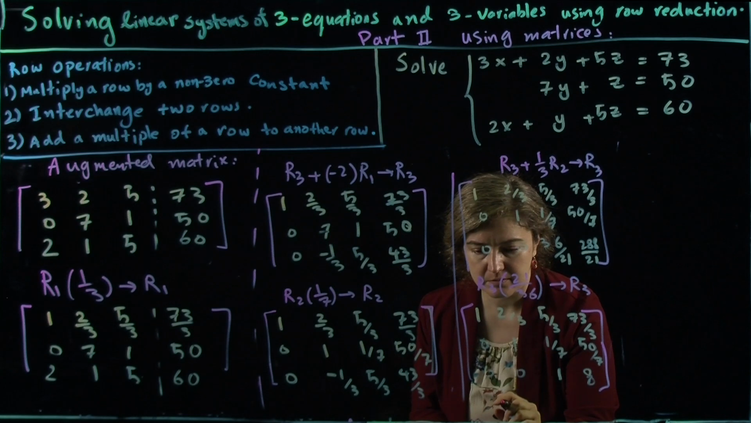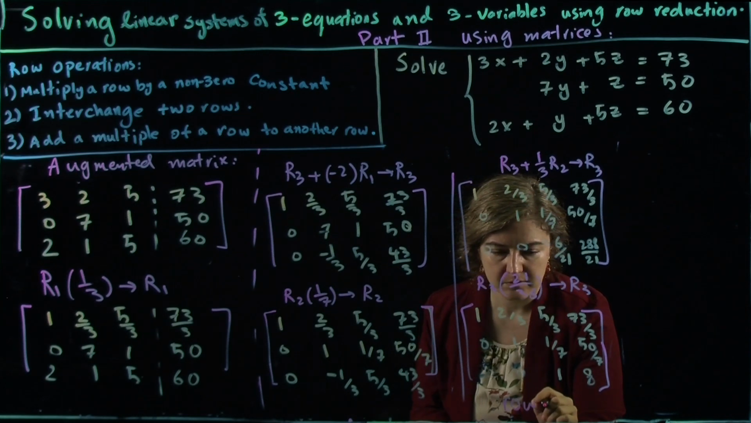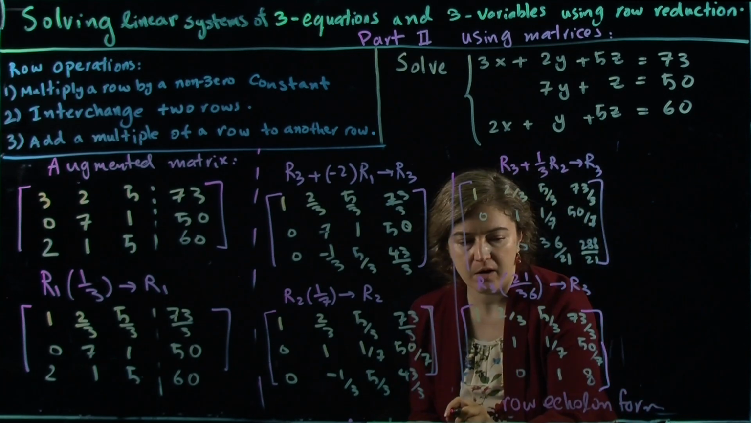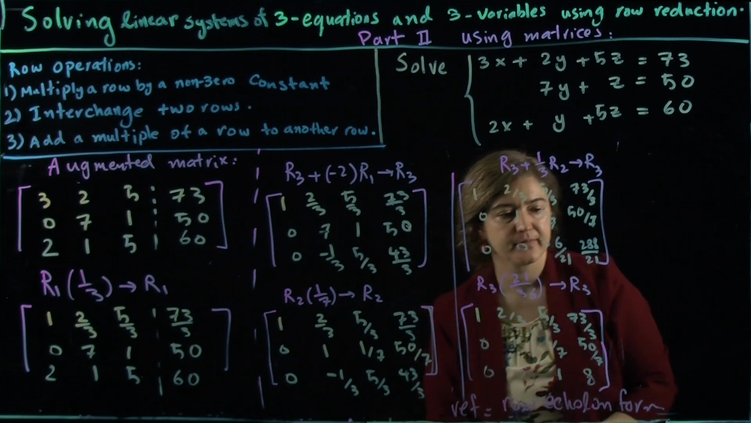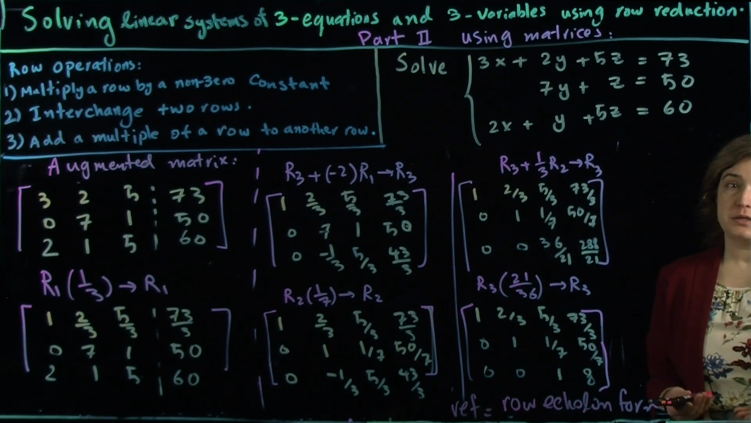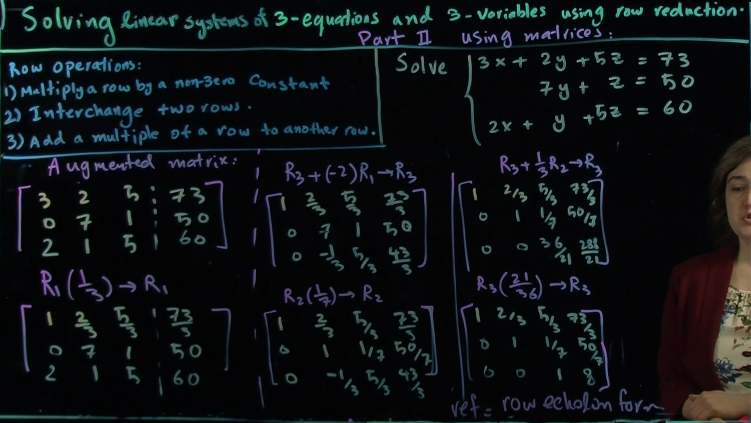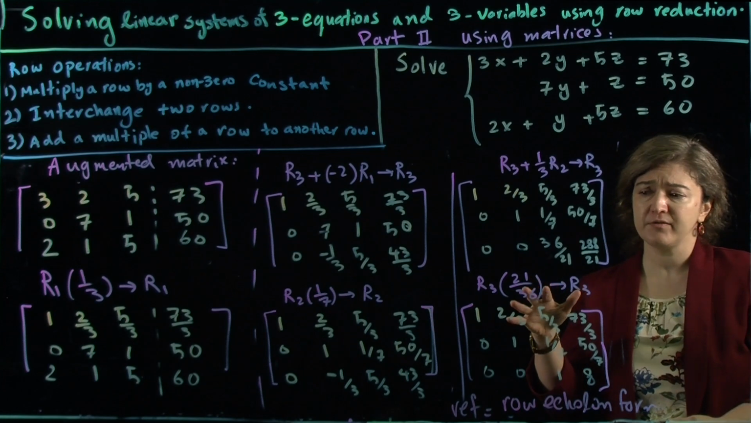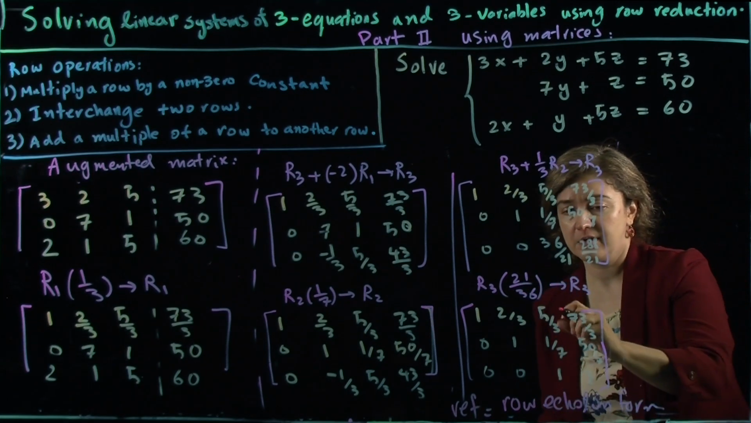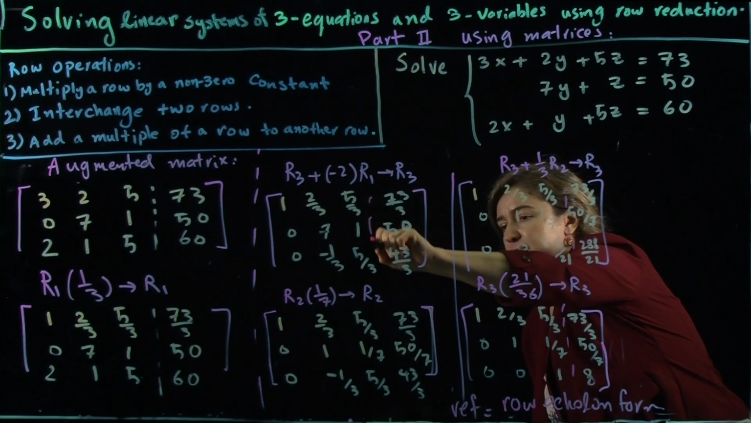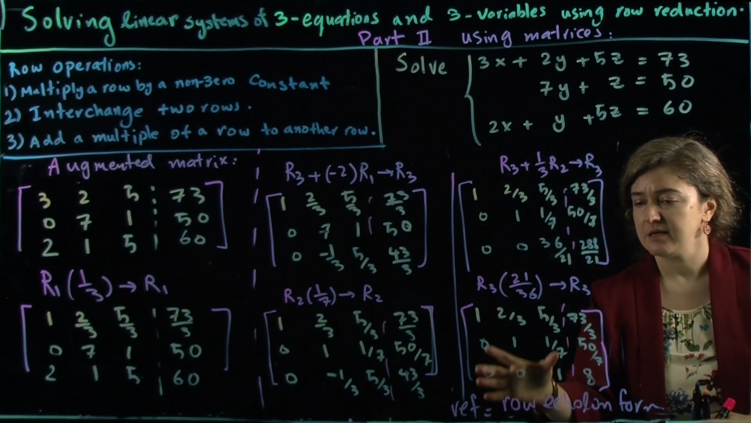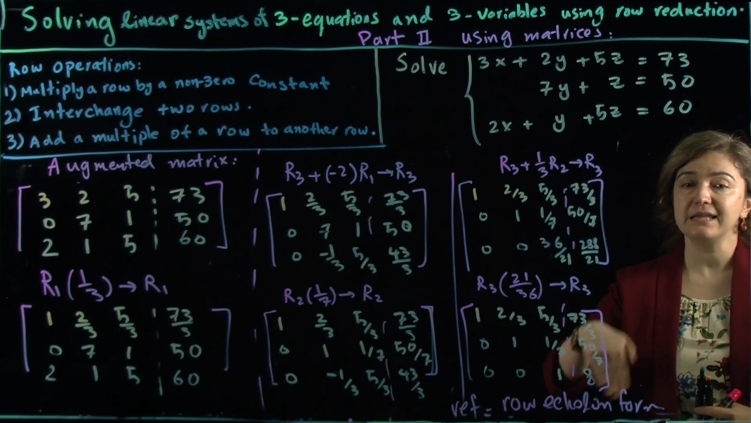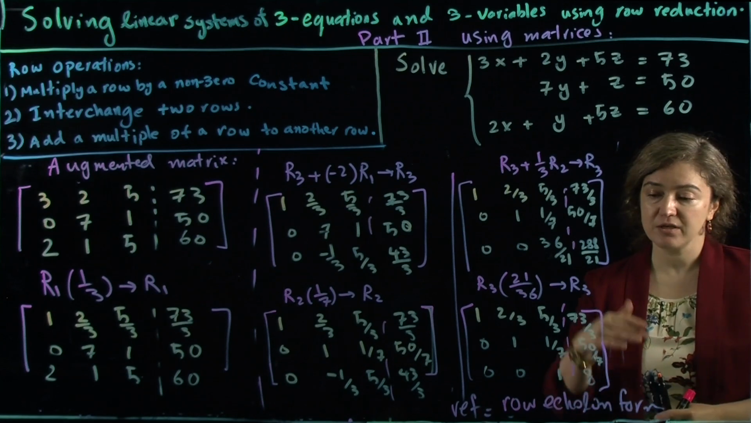row echelon form, or REF. What do we do with row echelon form? What you do is you take this and rewrite a system of equations where, remember, as a method of bookkeeping, this is the matrix of coefficients and this is the constant matrix. And then you use back substitution to solve.